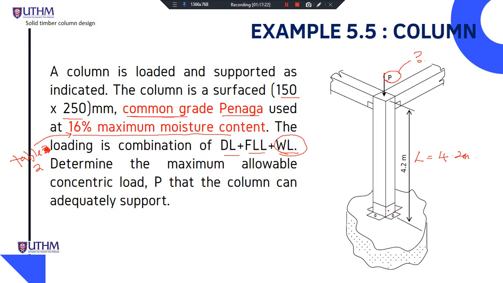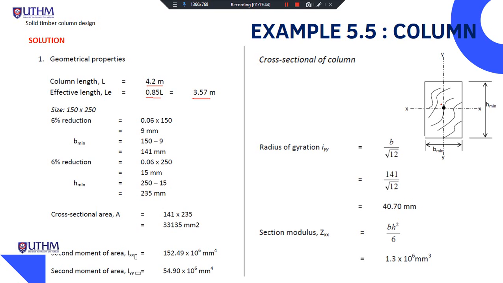Our end here is fixed and the top here is a pin. Sorry, it is fixed in position but not in direction. Thus our effective length is equal to 0.85 L, and the proposed nominal size is 150 multiplied with 250. The size reduction in this example is using table B2.